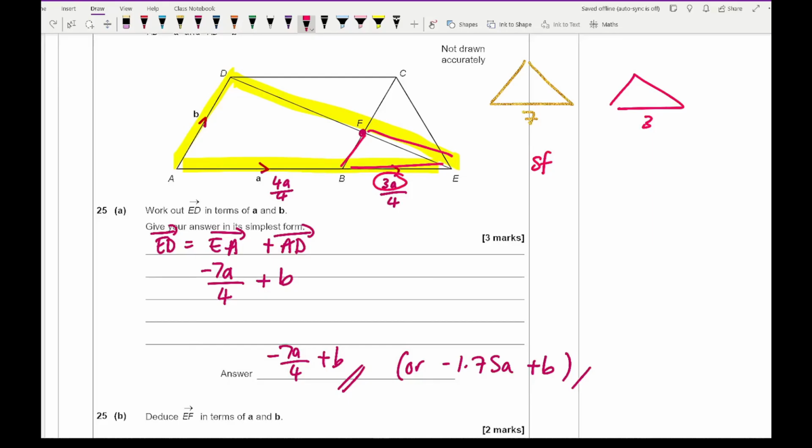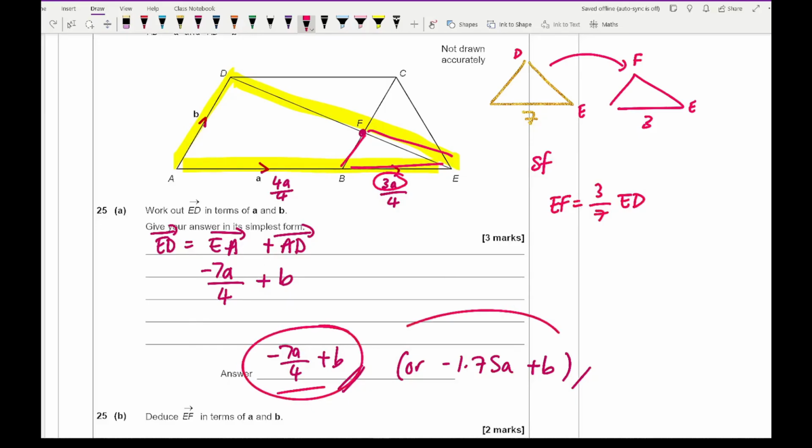So looking at this, because we're going from E to F, we're going from this to that, and if I just label these points here, that's ED and that's EF, the scale factor is going to be that EF equals 3/7 of ED. Now we already know what ED is, which is this expression here, or what you've written as a decimal. So here what we've then got is that EF equals 3/7.